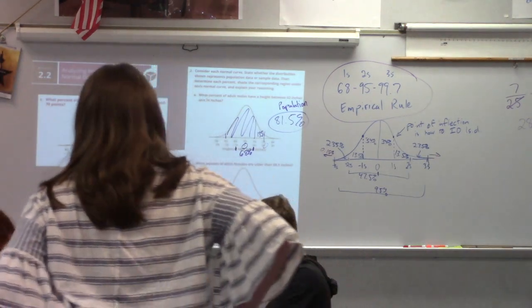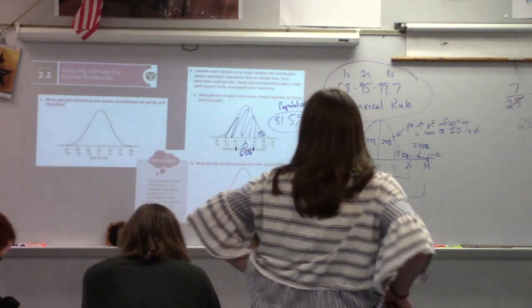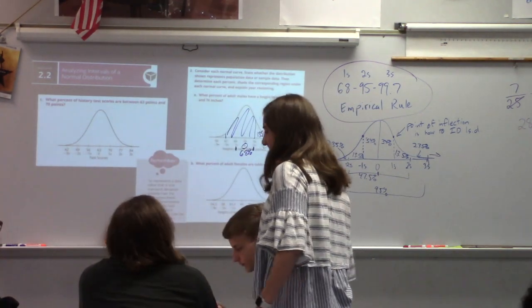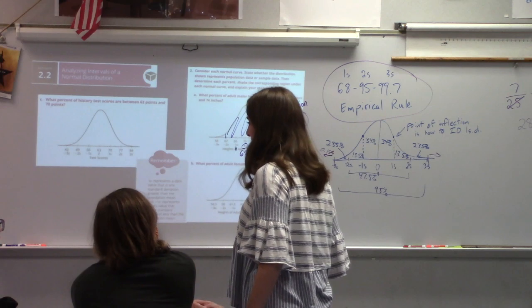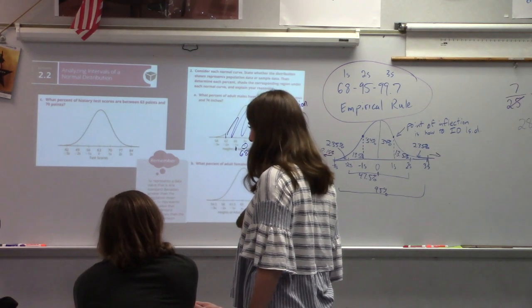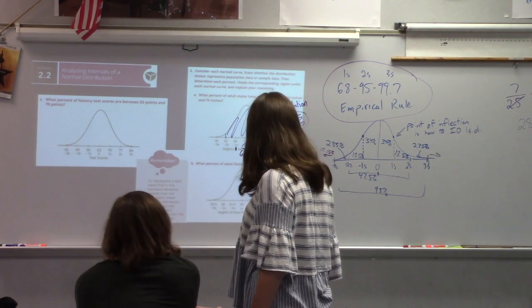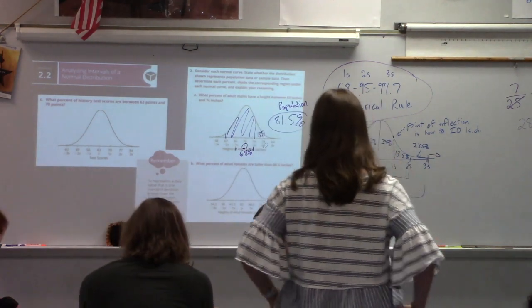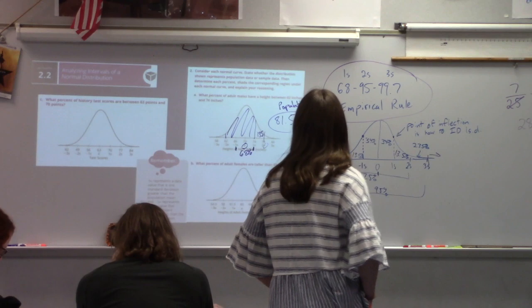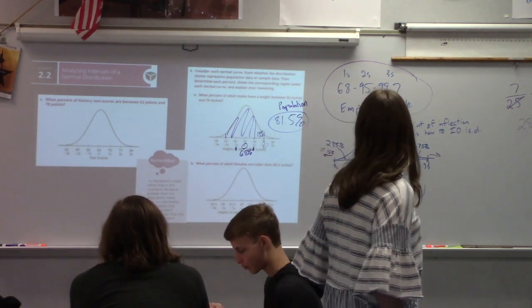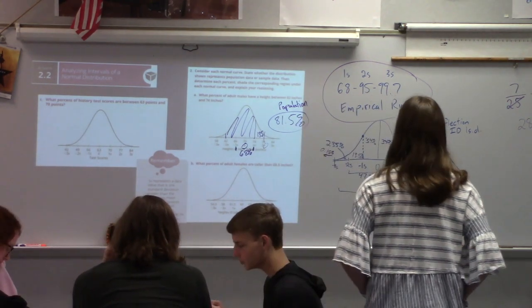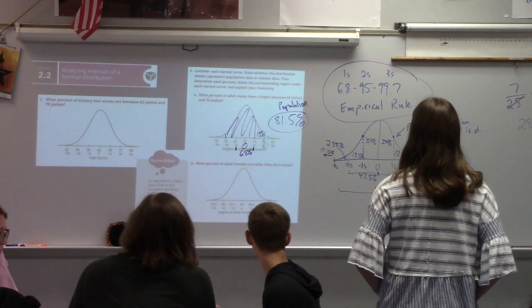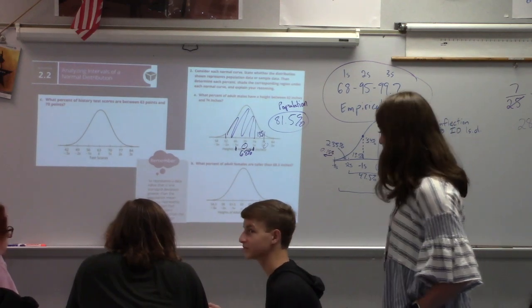But I didn't, because remember I was pointing out between 2 below and 2 above is 95%. I needed to take out that 13.5 from the 95%. That's how we got this, right? Between here and here is 95%. You take out that 13.5, we have 81.5.